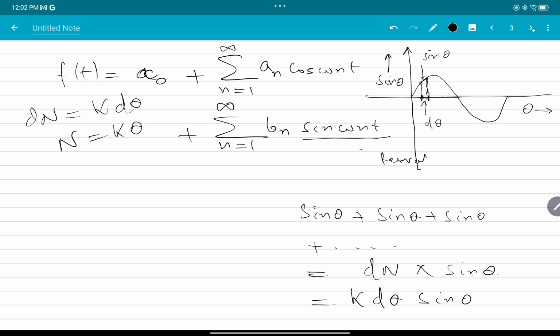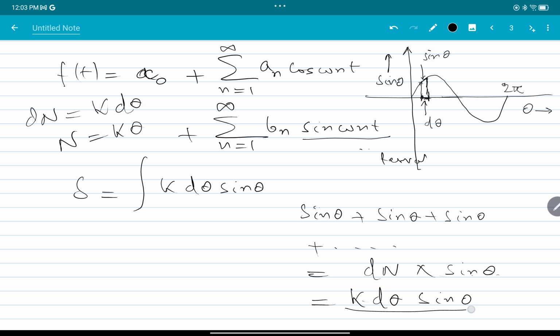Now this is the sum of sine theta values from this point to this point. That means in this small interval d theta, what will be the total sum of sine theta in the complete interval here? How much is the complete interval? It is 360 degrees or 2 pi radians. So in this 2 pi cycle, I will have so many d thetas. The total sum of the values will be simply the integral of these, k d theta sine theta.